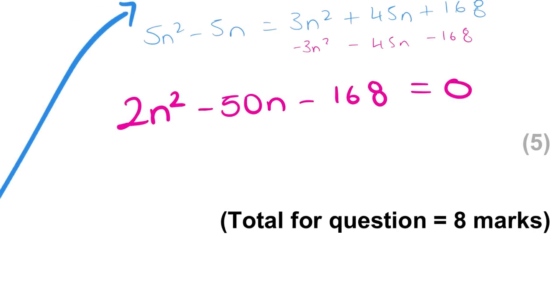They're all in the 2 times table. So if I wanted to, I could divide everything by 2 to make my life easier. So n squared minus 25n minus 84 equals 0. Do you know 2 numbers that multiply to give you negative 84 and add to give you negative 25?